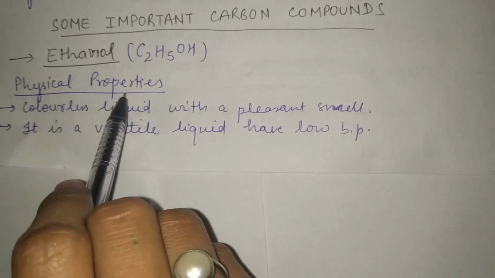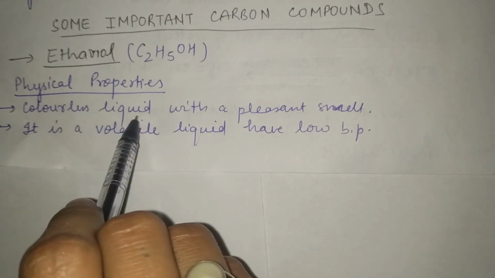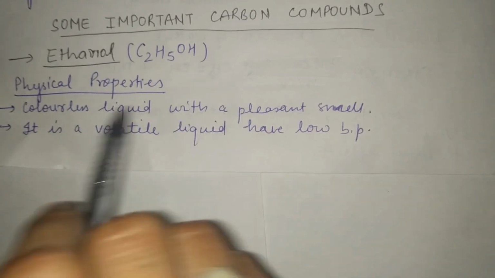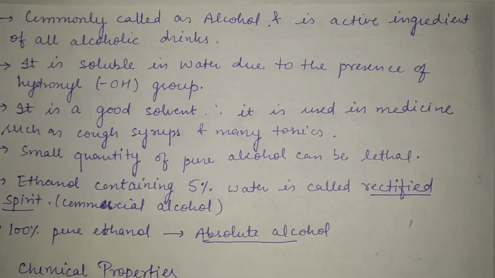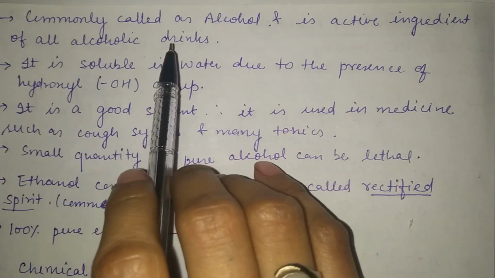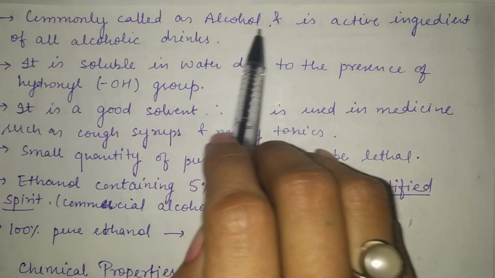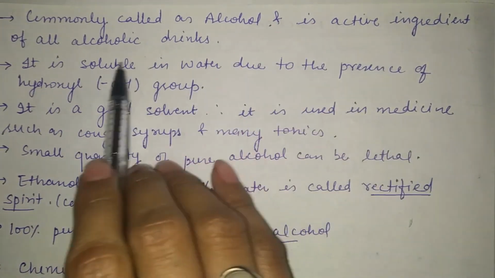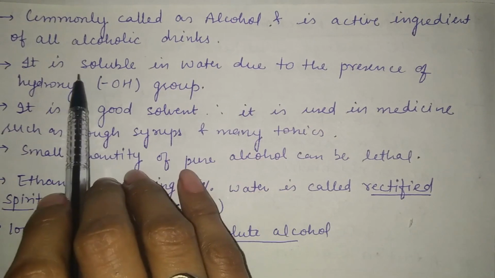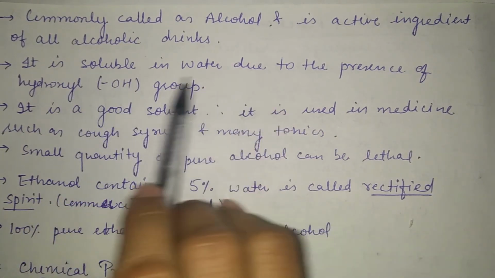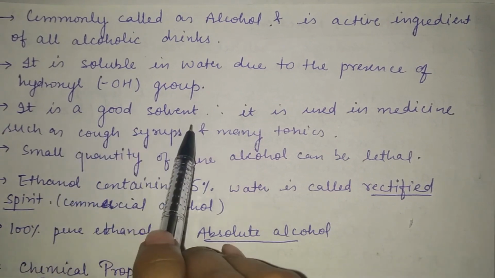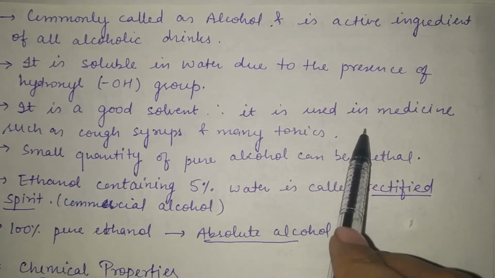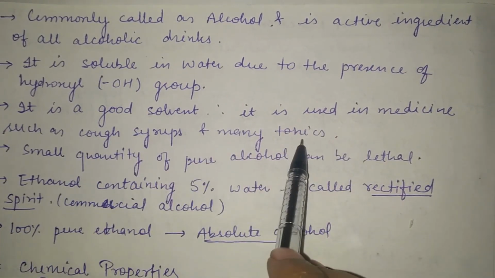So what are the physical properties of ethanol? Ethanol is a colorless liquid with a pleasant smell. It is volatile in nature and has a low boiling point. Commonly it is called alcohol, and it is an active ingredient of all alcoholic drinks. It is soluble in water due to the presence of the hydroxyl group, which is polar in nature. It is a good solvent, therefore it is also used in medicines such as cough syrup and many tonics.